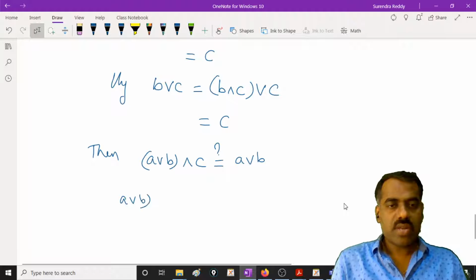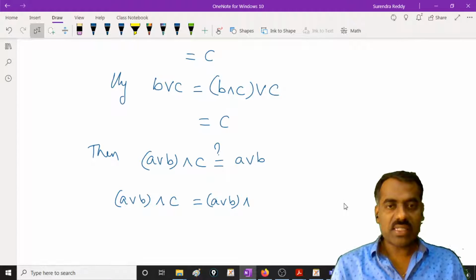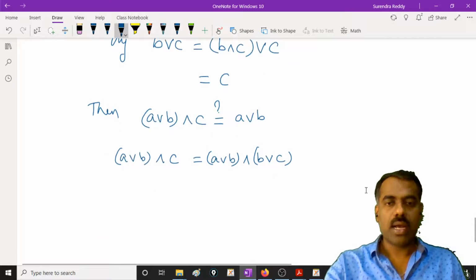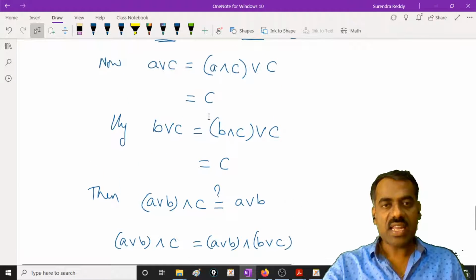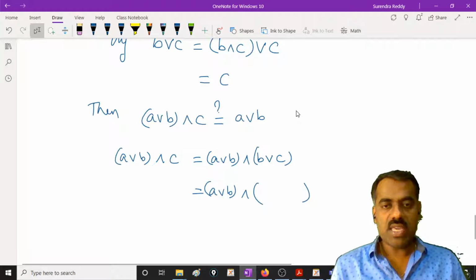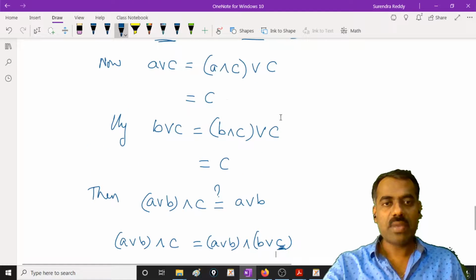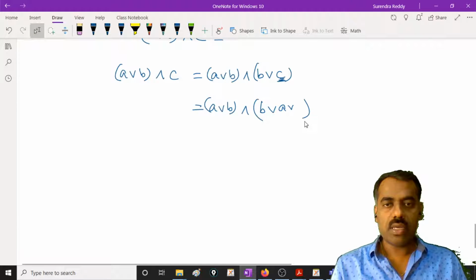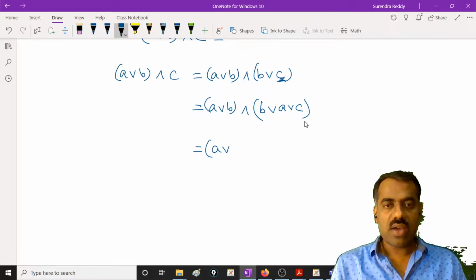Very good. So you take A join B meet C. This you write as A join B. In place of this C, we will use here B join C. Now again we go here, A join B, then meet. In place of this C again we'll use A join C, right? So B join, in place of this C, what we will write this time? A join C. Now using associativity, this you can write as A join B, then join C.